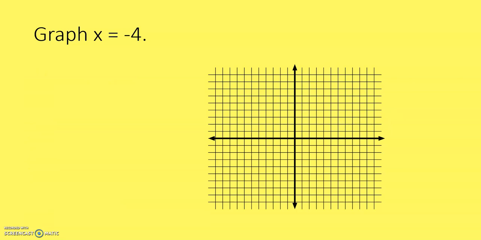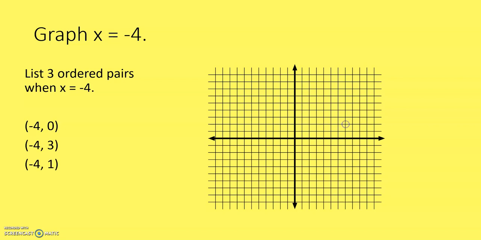Graph x equals negative 4. List 3 ordered pairs when x equals negative 4. Doesn't matter the y value, the x value has to equal negative 4. Negative 4, 0. Negative 4, 3. Negative 4, 1. Go ahead and draw the line. Every single point on this line, the x value is negative 4.